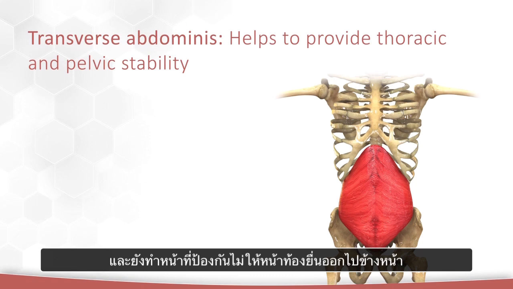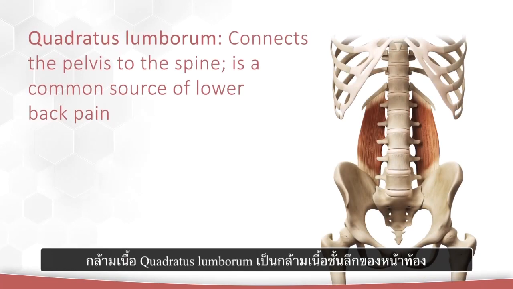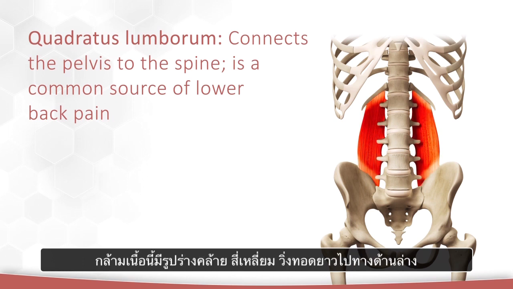The quadratus lumborum is a muscle of the posterior abdominal wall. It is the deepest abdominal muscle and commonly referred to as a back muscle. It is irregular and quadrilateral in shape and broader inferiorly. The quadratus lumborum connects the pelvis to the spine and is a common source of lower back pain.